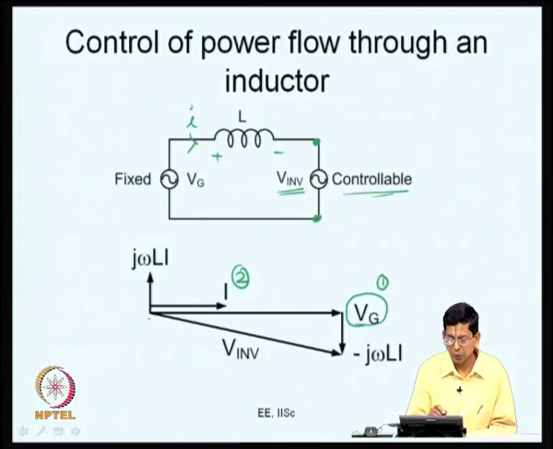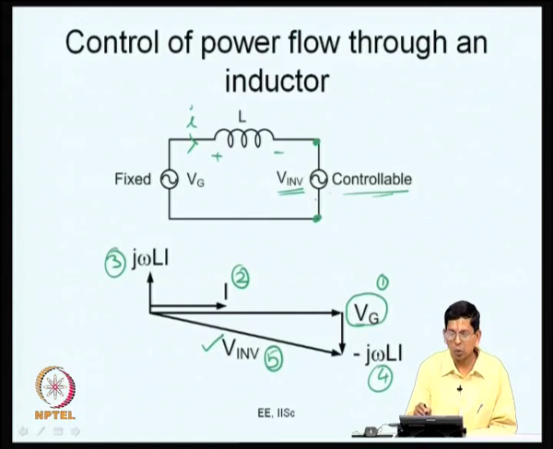What we do now is, you subtract this j omega Li from Vg to get your inverter voltage. So this is your third phasor. Now you subtract that, this is your fourth phasor in the diagram, and finally you get your V inverter. If you apply this V inverter as shown here on this side, you will be able to control the power flow through the inductor. You will be able to draw a current I of the desired amplitude and desired phase, incidentally at unity power factor, which is the same phase as the grid voltage here. That is the philosophy.